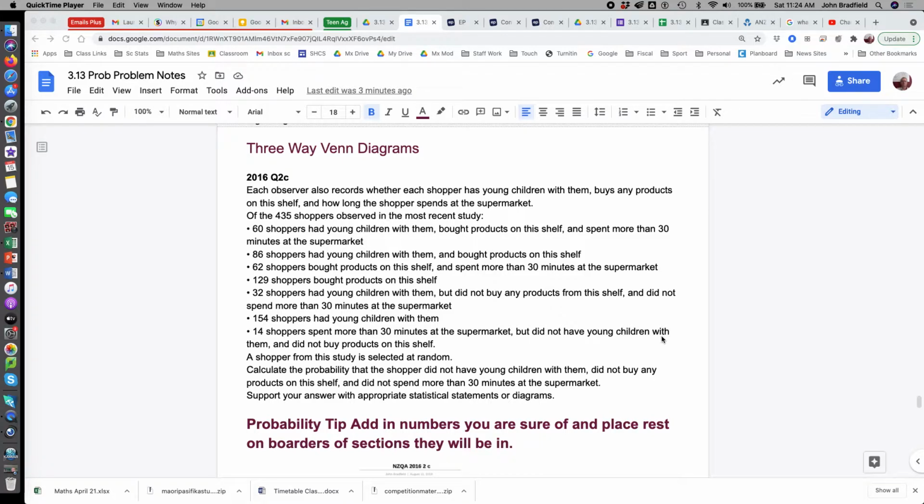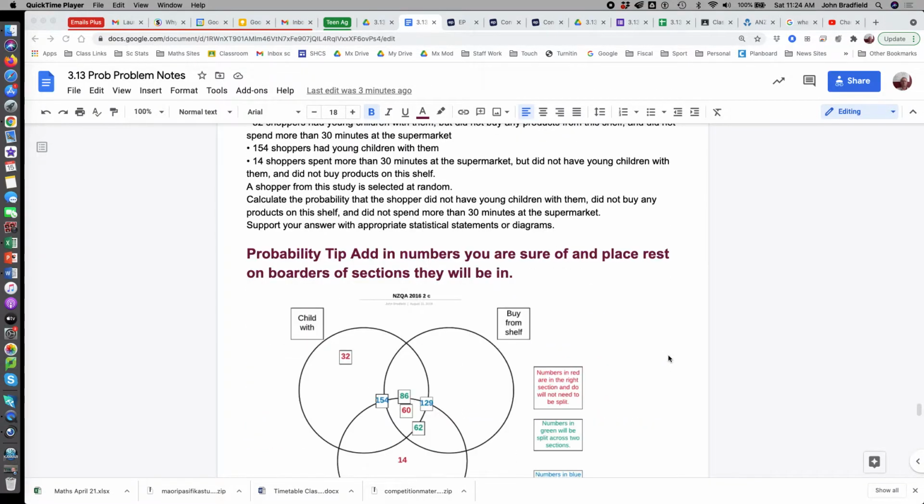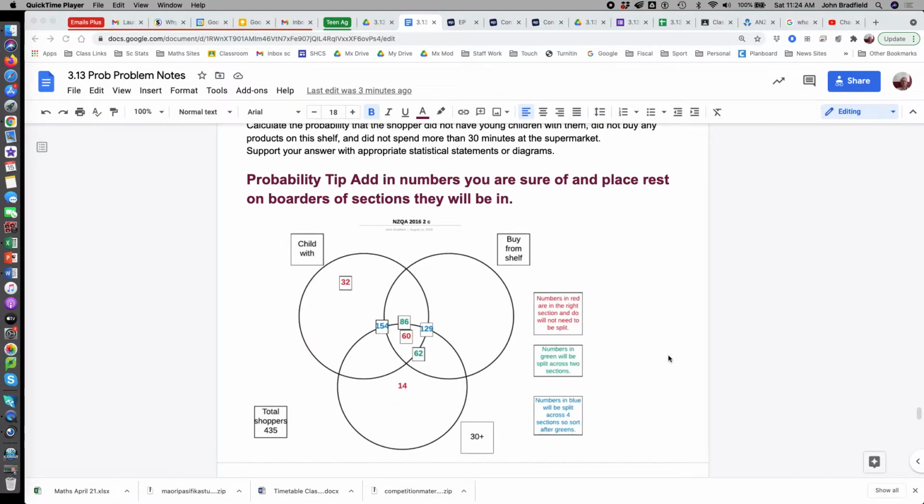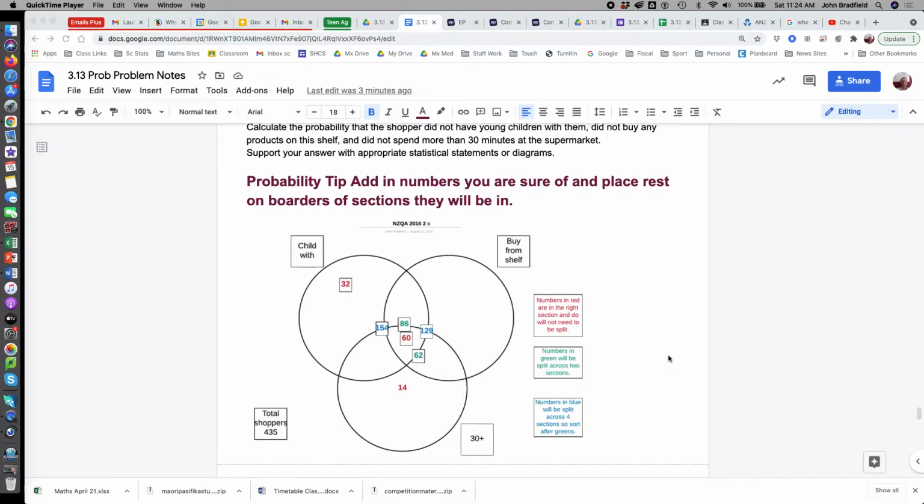So our Venn diagram will have three circles overlapping, and these 60 people that we've been given first fit into all three. So this is a bit of a tip, and you don't have to use an algebraic approach to this, as some teachers do, but I don't particularly like it. So add in the numbers you're sure of and place the rest on the borders of the sections they'll be in.